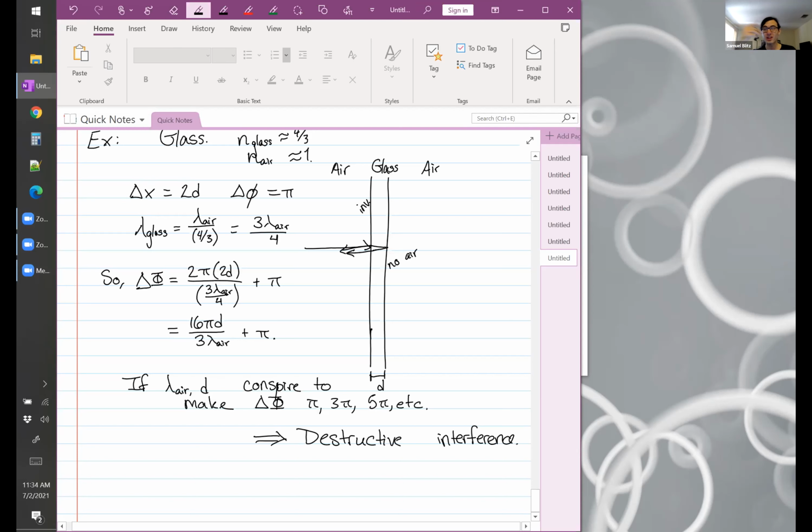Other ways that you can use this are basically ways to reduce glare. So why do we use lambda air? Is lambda air in the film? No. Lambda glass is the wavelength in the glass. The film in this case is just glass. And so you can use this by just applying a really thin film of plastic or whatever, you can change the reflective and the transmissive properties of whatever material you're interested in.